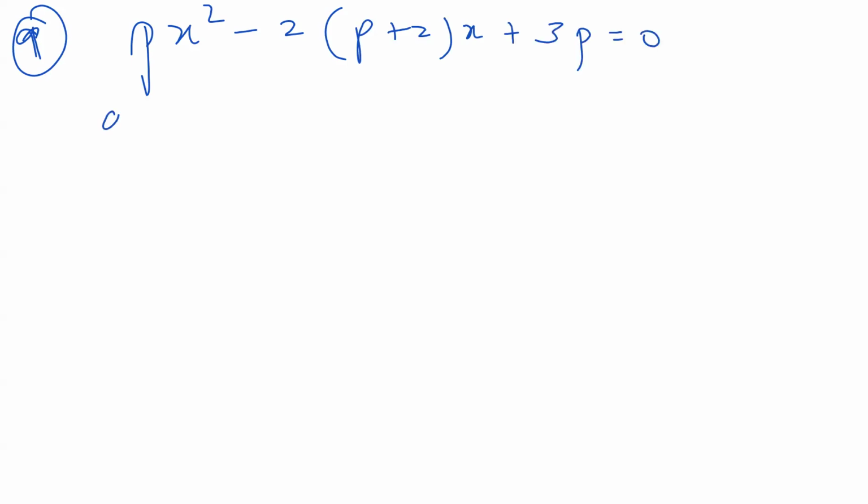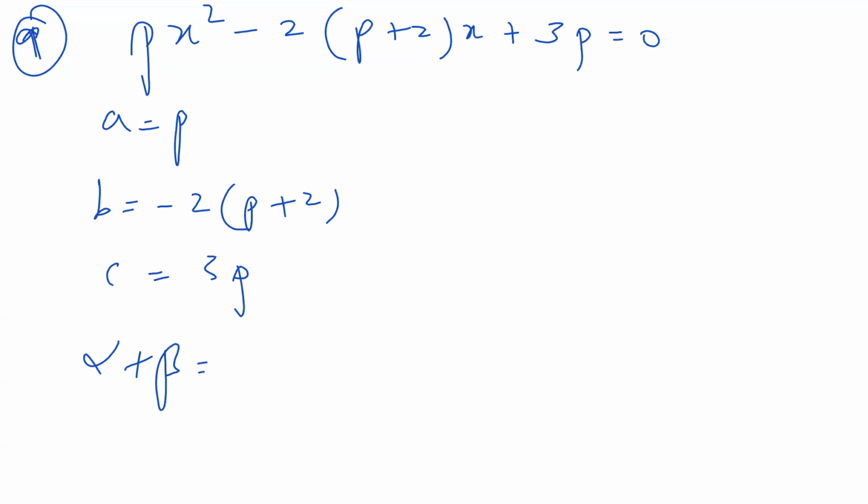So px square minus 2p plus 2 into x plus 3p equal to 0. So a is equal to p, b is equal to minus 2p plus 2, c is equal to 3p. So we are going to find out the value of alpha plus beta and alpha into beta. Alpha plus beta is minus b by a. First, we'll write down the condition which is given in the problem: alpha minus beta is equal to 2. It's similar to the previous problem.